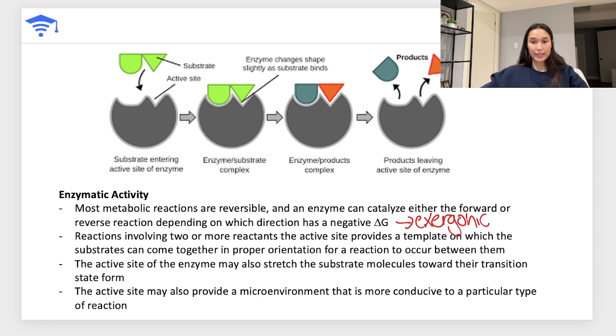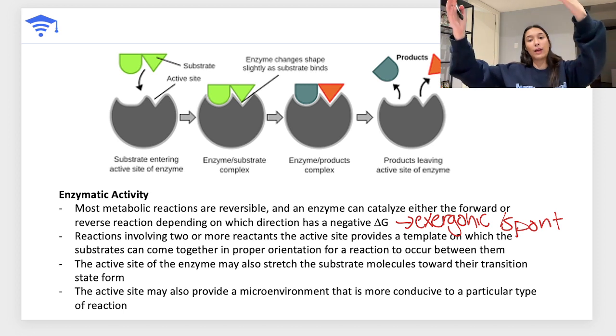So, enzymes will catalyze exergonic spontaneous reactions. Now, for reactions involving 2 or more reactants, the active site provides a template on which the substrates can come together in proper orientation for a reaction to occur between them. Sometimes it's not just one substrate coming in. Sometimes if the enzyme's job is to bind 2 things together, you're going to have 2 substrates come in. The enzyme is going to make that bond between them, and they're going to leave as a pair.